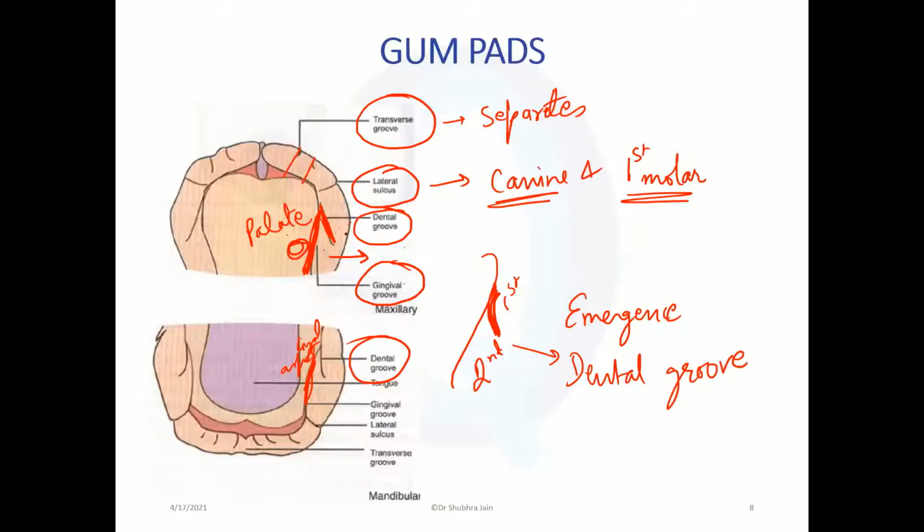Okay, so gingival groove separates the gum pads from the palate and from the lingual mucosa, while the dental groove essentially separates first and second molar only, but it runs from the lingual aspect. If you see, the lateral sulcus is running from the buccal aspect. Transverse grooves also run from the buccal aspect, but dental groove runs from the palatal side. Okay.